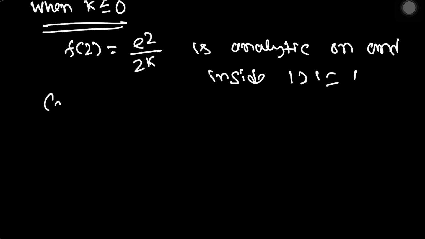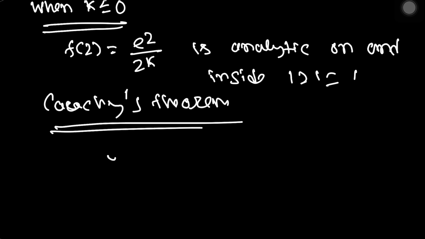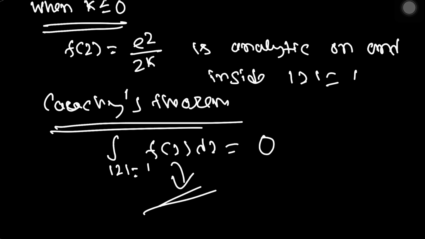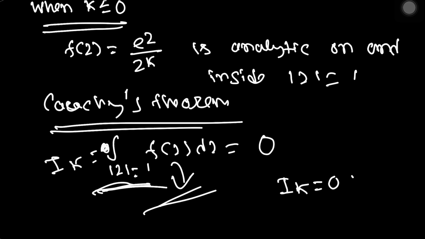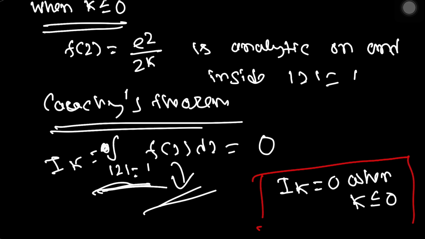So by Cauchy's theorem, we can say that the integration over |z| = 1 of f(z) dz will be 0 since f(z) is analytic on and inside the contour |z| = 1. So by Cauchy's theorem the integration becomes 0, that is I_k becomes 0 when k is less than or equal to 0.